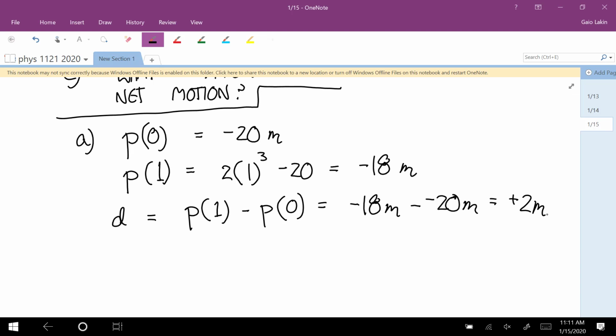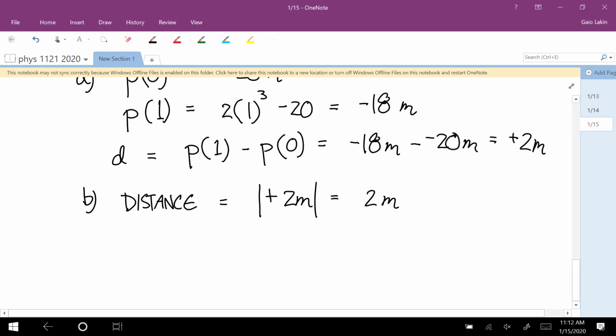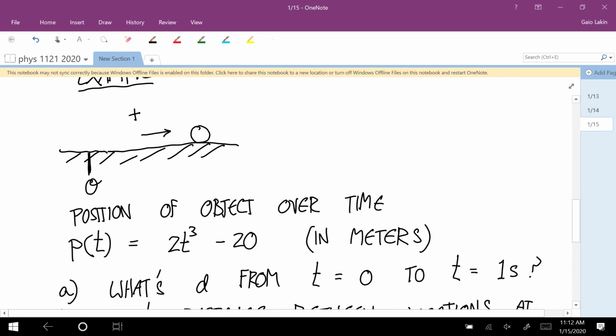Okay, so what's the distance between those two locations? The distance is the absolute value, so again, that's 2 meters. And the net direction, well, it's a positive sign, so it's moving in the positive direction. So now back in the real world, the world where this object lives, the positive direction is to the right, so the arrow is to the right.